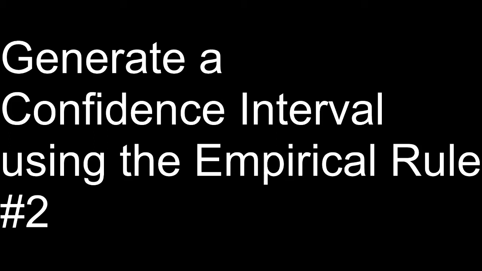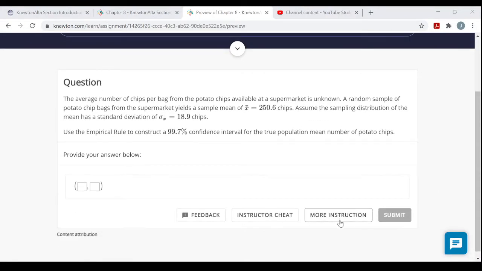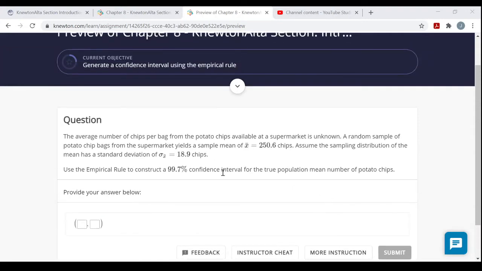This video is on the objective generate a confidence interval using the empirical rule. And this is number 2. This is the second video on a question related to this objective in your Newton-Alta homework. If you're unfamiliar with the objective, please click on more instruction and read their material, watch the videos they have, take notes, and see if it helps you read their examples, see if it helps you work on these questions.